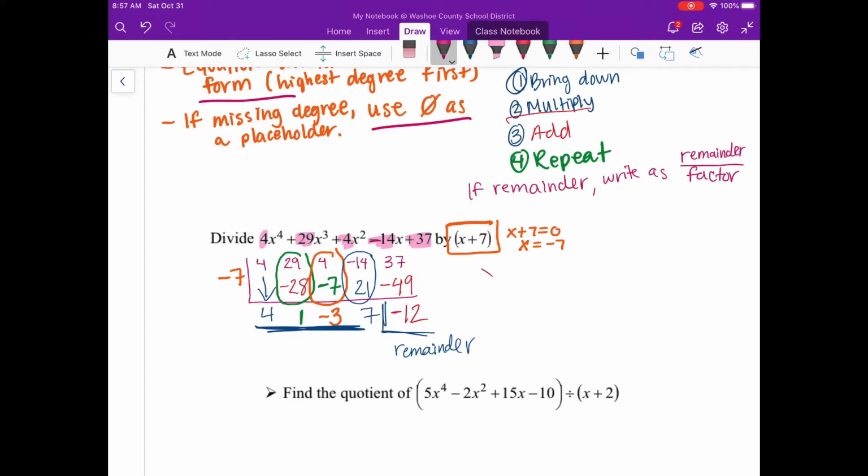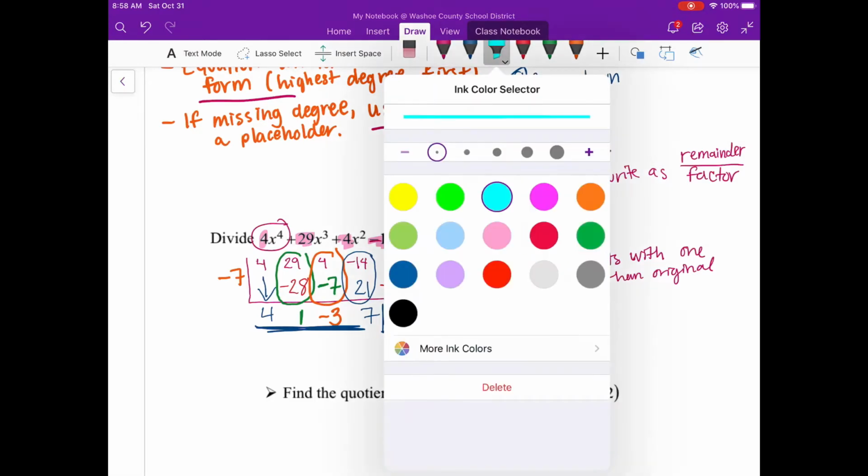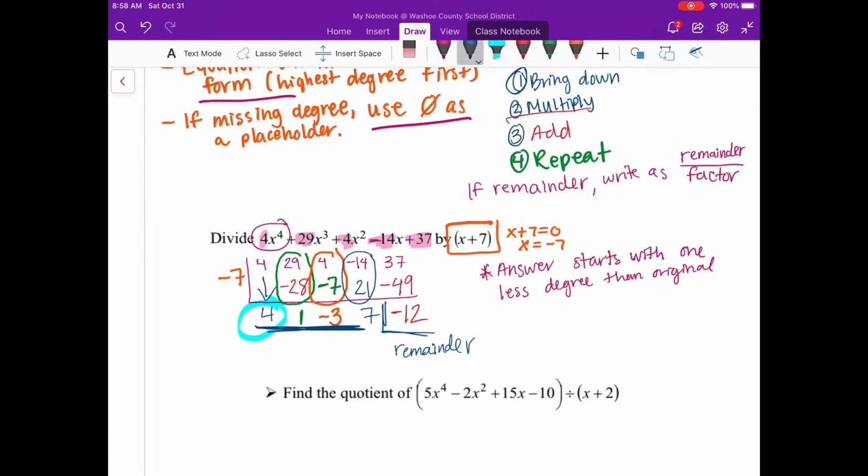Now your answer is always going to start, so let's make another note. It's going to start with 1 less degree than you started. So if my original problem was x to the 4th, my first term should be an x to the 3rd, okay? So I'm going to take my coefficients here. I have 4, so I have 4x to the 3rd. Again, you want to start with 1 less than the original.